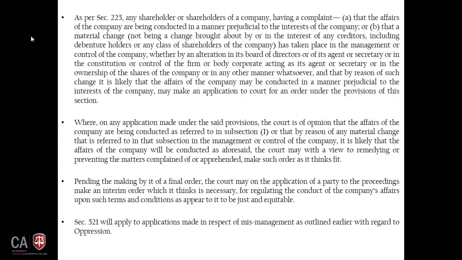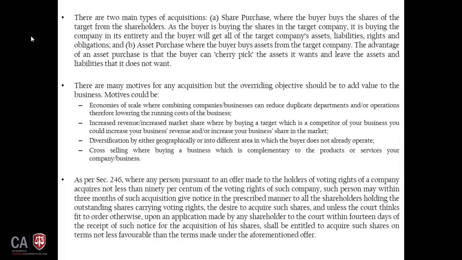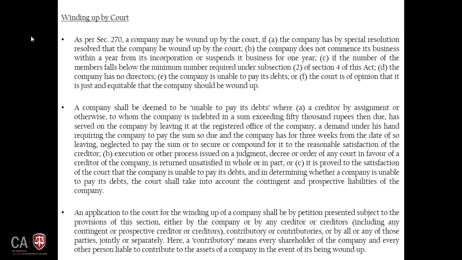And what are the requirements in winding up by court? Now here a creditor wishes to be the petitioner in the winding up. Now winding up by court. As per section 270, a company may be wound up by court if the company has by special resolution resolved that the company be wound up by court, or the company does not commence its business within a year from its incorporation or suspends its business for 1 year, or if the number of the company members falls below the minimum number required under section 4 of this Act, the company has no directors, or the company is unable to pay its debts, and that is where now Dhanapala is going to fit in.